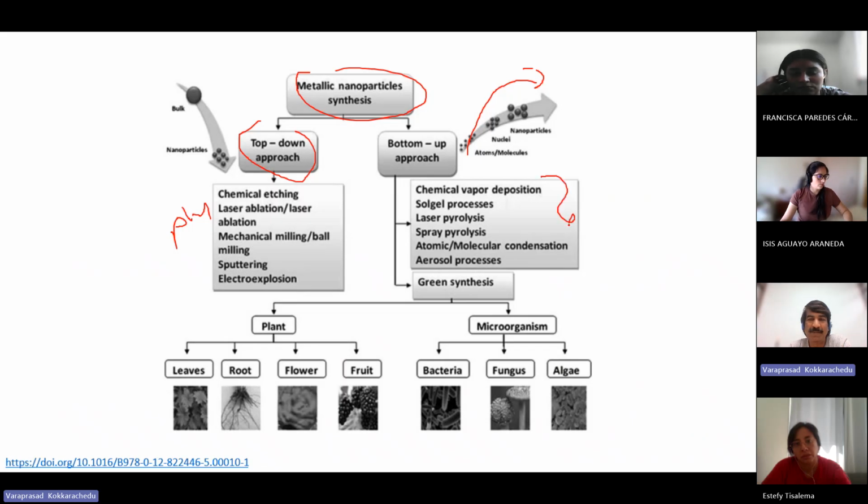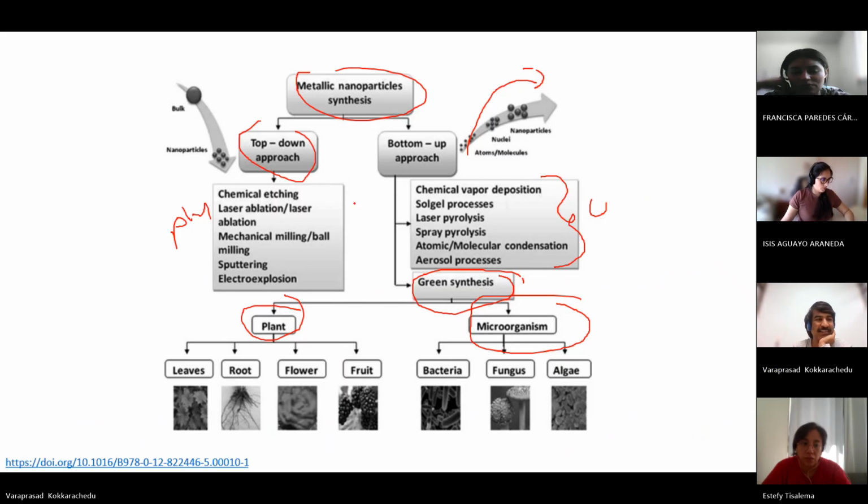This is a chemical process. This is also a chemical process. This is also a chemical process, but they are classified as a green synthesis process. And the green synthesis process we classify as plant related and microorganism related. Now, is this clear? I think it is clear how we can synthesize the particles. Is it clear or no? Any questions? Okay, that's nice.